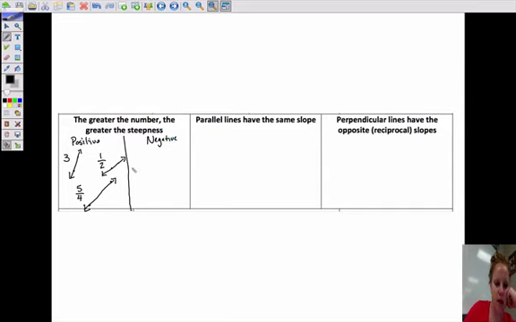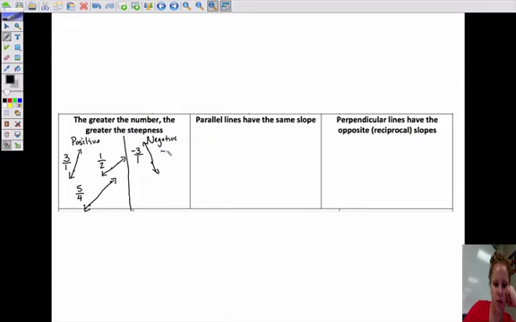But really, if we talk about the same 3 slopes and just make them negative, this would be -3/1. So we would go down 3, 1, 2, 3, and over 1. So I still have the same steepness. I'm just going the opposite direction.